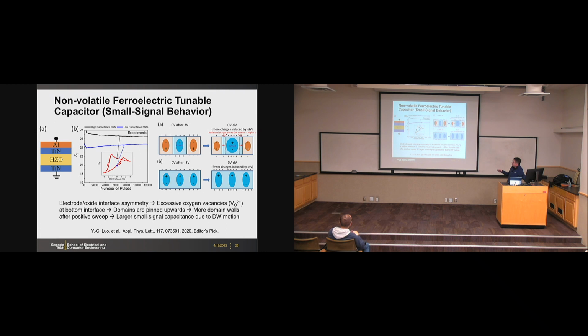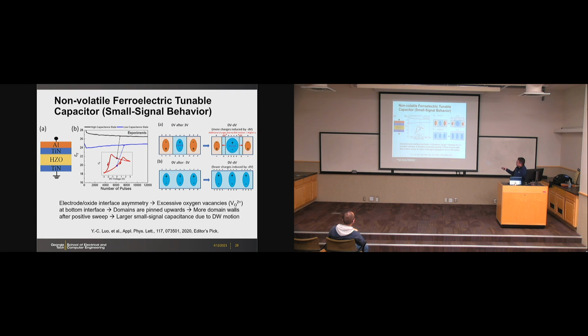asymmetric CV. So in one state, if we have some pinned domain that cannot flip, then after the positive sweep, if we still have some domains pointing up, then we have the green domain wall between the adjacent domains. Then when you apply small signal stimulus, the domain wall may move. You will have some expansion of this domain. This will induce more charges on the plate. More charges on the plate could be translated to higher capacitance of the cell.